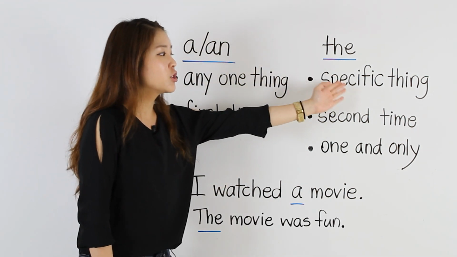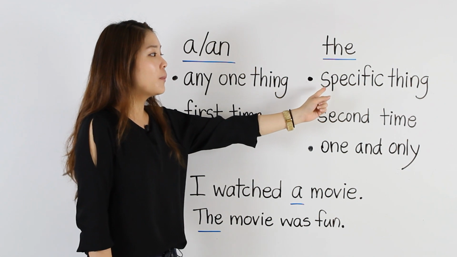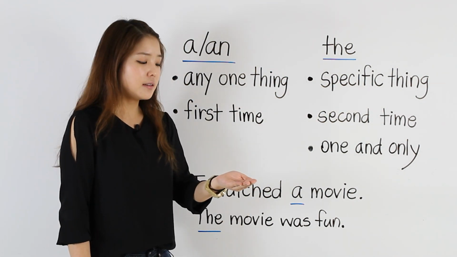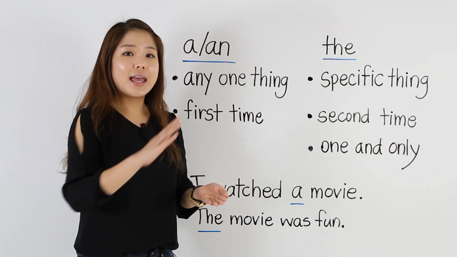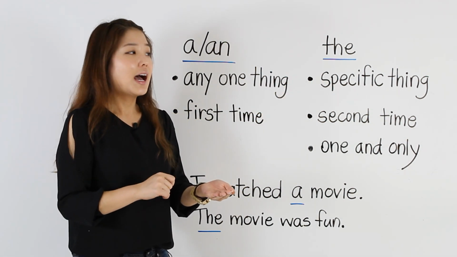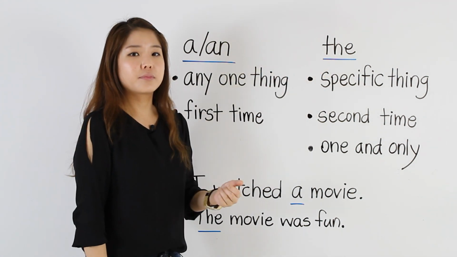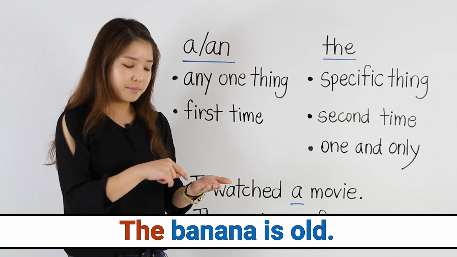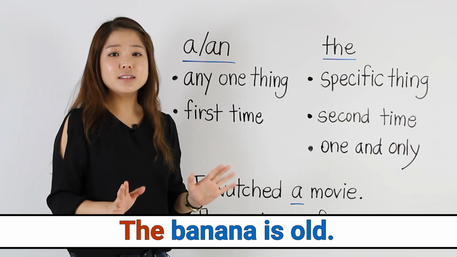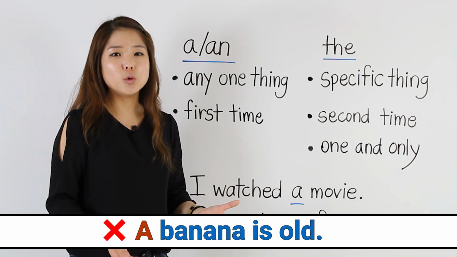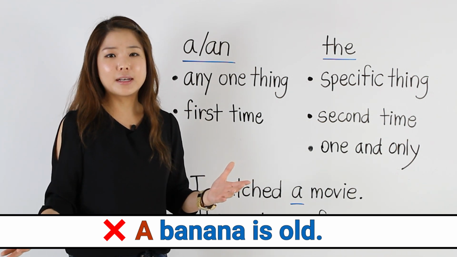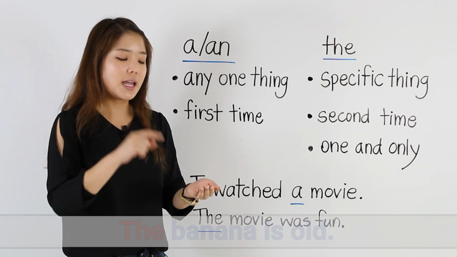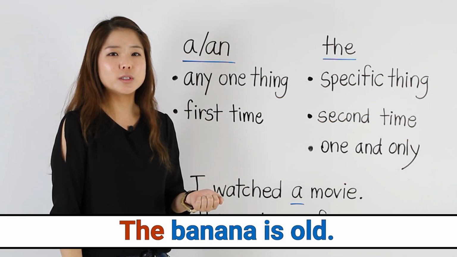Okay, now let's jump over here. If I'm talking about a specific banana, maybe I have a banana in my hand, it's specific, not any banana, this one. I have to use the. The banana is old. Okay, this one. I can't say a banana is old, then that means all bananas are old. And that's not true. Just this one. So I say the banana is old.